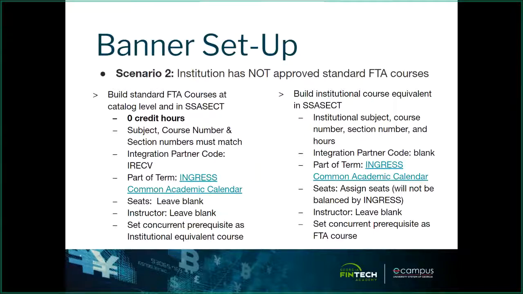And then you will also set up the institutional equivalent course as a concurrent prerequisite to your FTA course. Some institutions find that they can use a co-requisite setup, and that will work for them as well. And that's really up to you as an institution what works best for you as far as co-req, concurrent, prereq. But these courses do need to be linked in some way in Banner so that students are not able to register for one without the other.